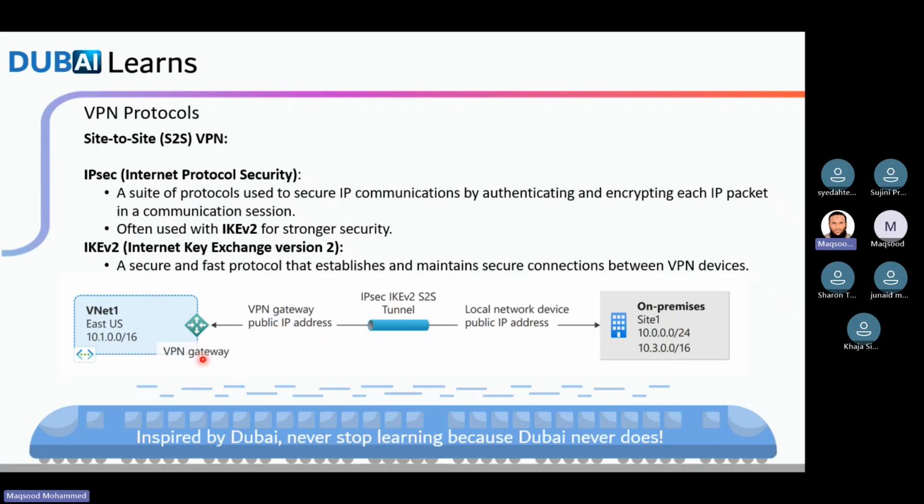VPN gateway: nowadays, a firewall product comes with VPN technology built into it. Most organizations definitely implement a firewall as a basic security measure on the network perimeter, and that also has a VPN built into it. So you can use the firewall itself as a VPN gateway. We'll see how this works. You need a public IP address. So the IPsec IKEv2 site-to-site tunnel is established. This is what it shows here. Local network device public IP address: you need the public IP again. You need a device which can give you VPN gateway functionality on the on-prem side as well.